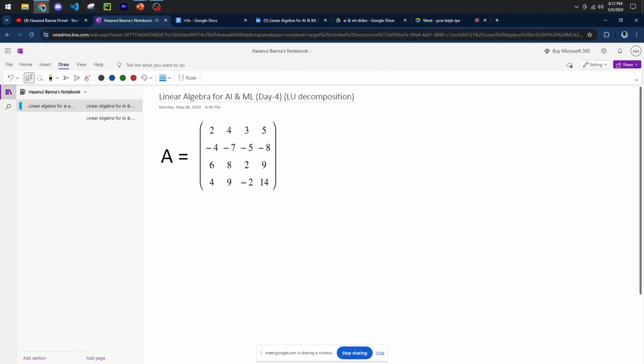Here let's continue with how we can do the LU decomposition. In LU decomposition, the L stands for the lower triangular matrix and the U stands for the upper triangular matrix. We saw in the slide what a lower triangular matrix and an upper triangular matrix are. Now let's do this math. Here we can see it is a 4 by 4 matrix.